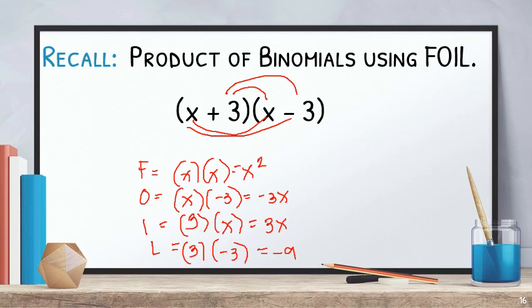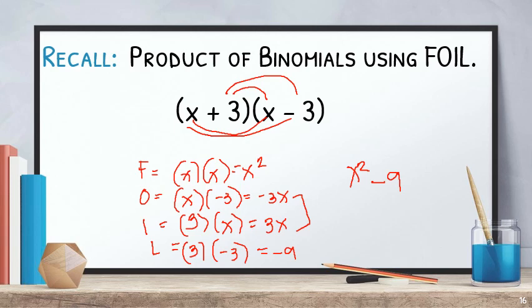Combining like terms, as you can notice, negative 3x and 3x are like terms, so just add them up. If you add negative 3x plus 3x, it will result to 0, so we will just get the remaining terms, which is x squared minus 9. So this is our answer.